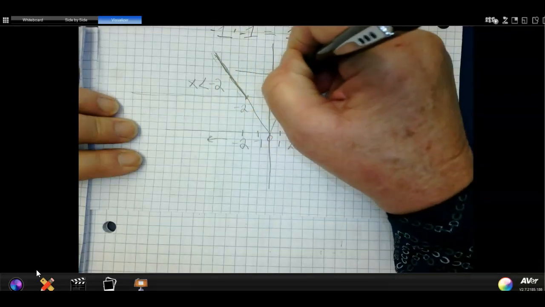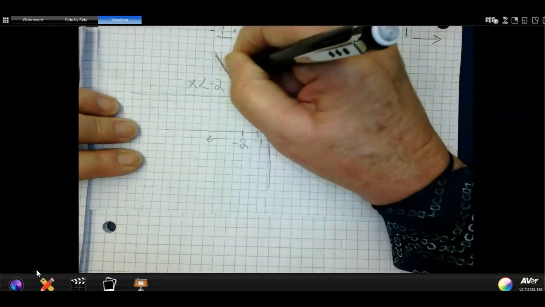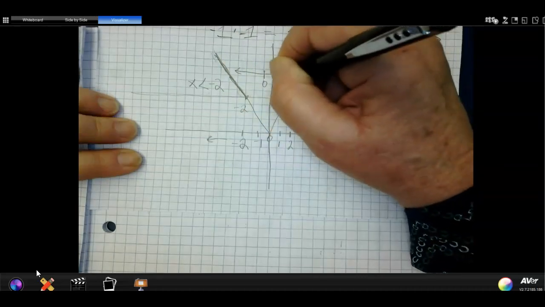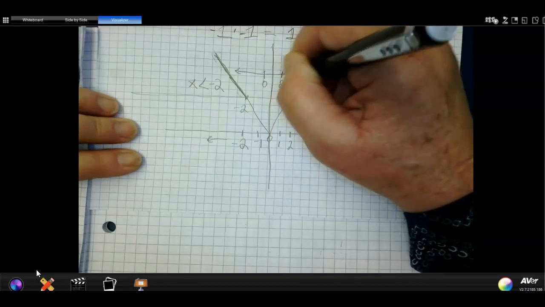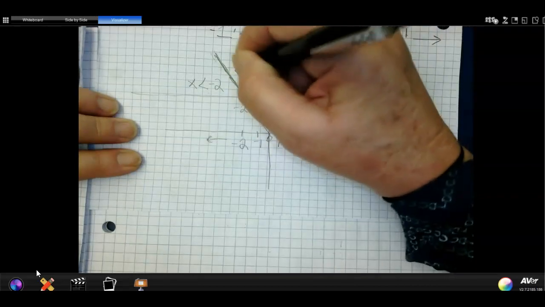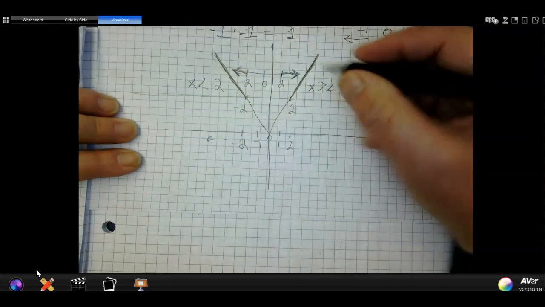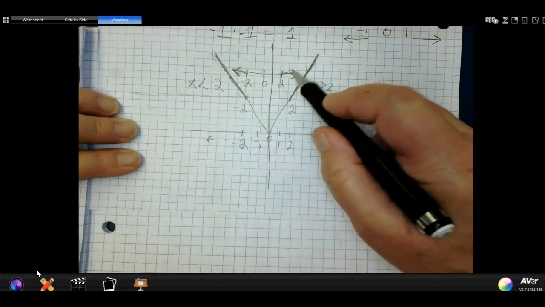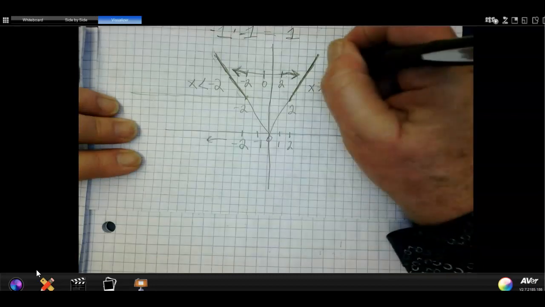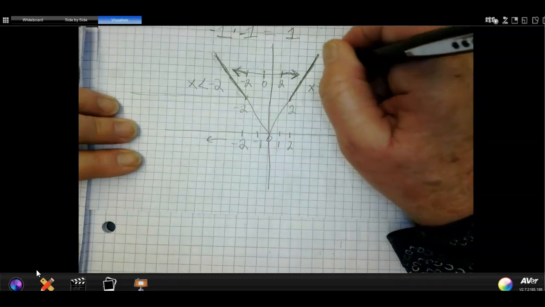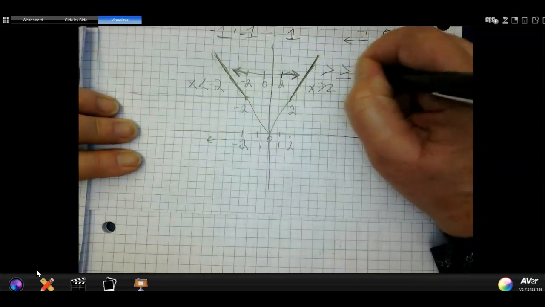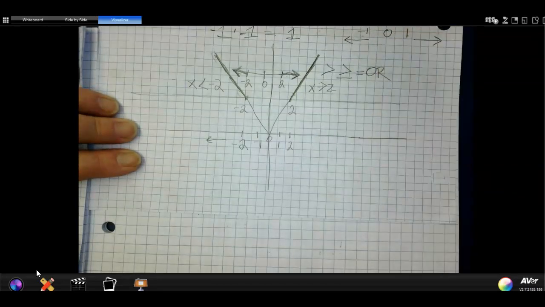This would look like this on a number line. Here's my number line. Here's my center. I've got one value here, and it's going to go off in this direction. I've got another value here. It's going to go off in this direction. I hope you can see the similarities between this absolute value graph and this number line that I'm drawing. Okay? So when we have greater than or greater than and equal to inequalities, we have an OR compound inequality. Okay?